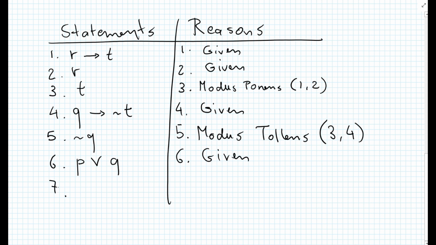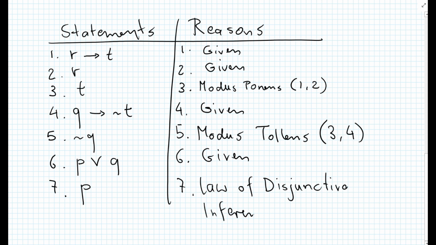And then for step number 7, now we know not Q is true, P or Q is true, therefore P has to be true, okay? And again, this is called the law of disjunctive inference. Let me actually write the E a little better. Okay, so now we used steps 5 and 6, okay?